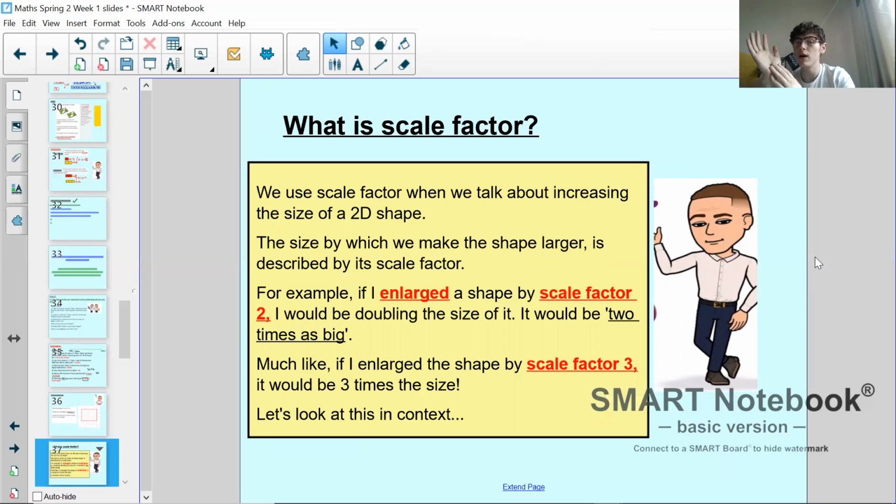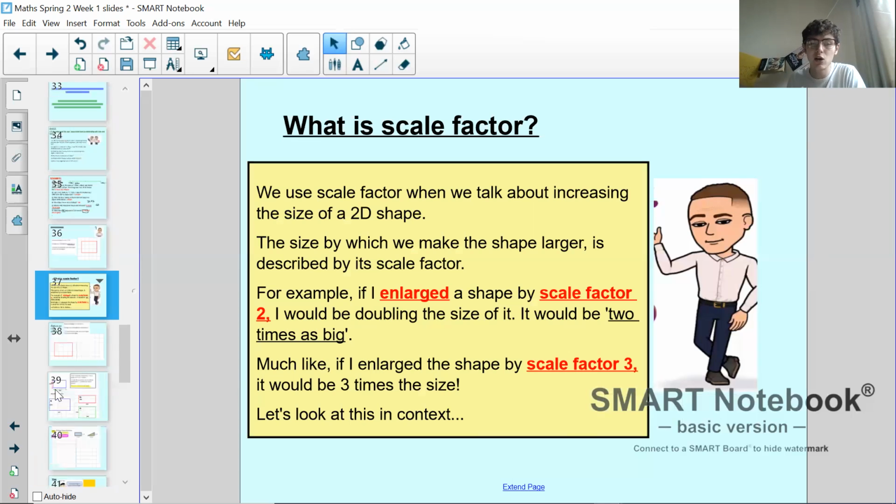So for example, if I enlarged a shape by scale factor 2, I would be doubling the size of it. It would be 2 times as big, okay? And I think that's quite a key phrase when we're talking about scale factor: it's the amount of times as big you're creating, okay? So if I enlarge the shape by scale factor 3, then it would be 3 times as big. I would be tripling the size, okay? So all it really is, is multiplying its size, okay?